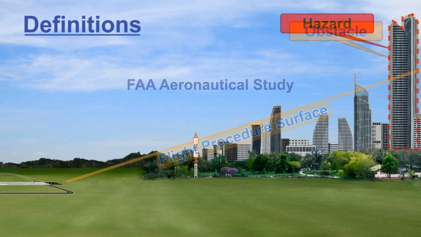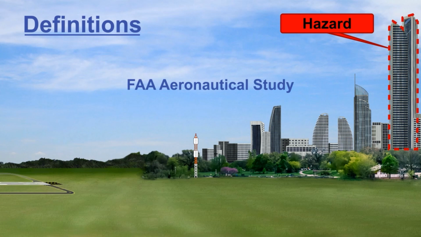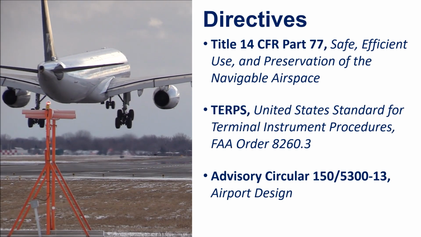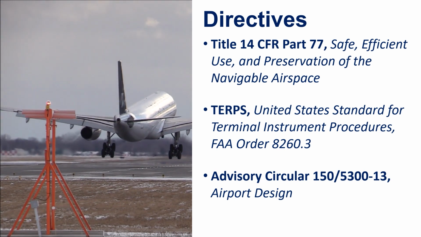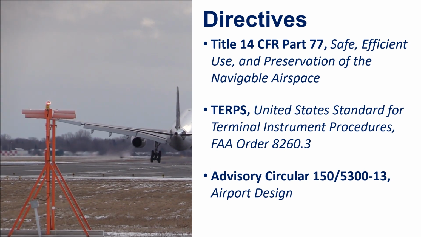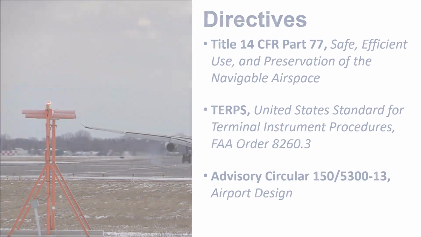An object is a hazard if an FAA aeronautical study determines the object has a substantial adverse effect upon airport capacity or the safe and efficient use of airspace by aircraft. Let's take this proposed new building as an example. Through an aeronautical study, the FAA has determined the building will have a substantial aeronautical impact to the existing runway. Therefore, it is deemed a hazard to air navigation. Part 77, TERPS, and the Airport Design Advisory Circular are the 3 key directives for evaluating and protecting airspace.